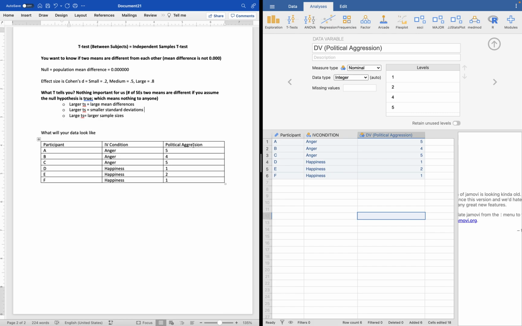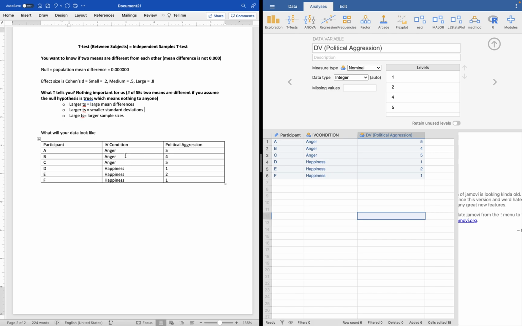What we care about is the same thing we always care about, p-value and 95% confidence interval, and making sure that the non-parametric test doesn't change the result. So what you need to realize is that your data will look like this. You will have a participant who is in one of the two conditions, and you have one measure of their dependent variable. In this case, is anger related to political aggression in this example.